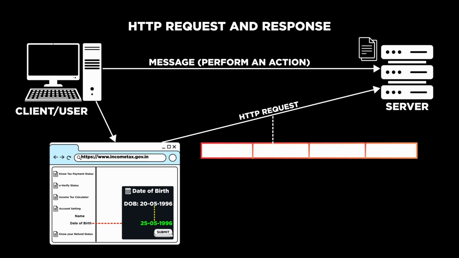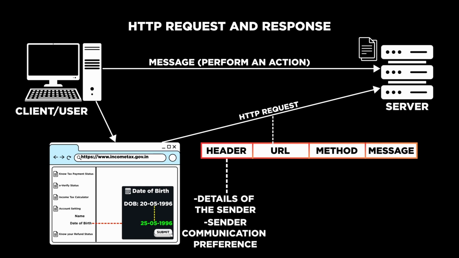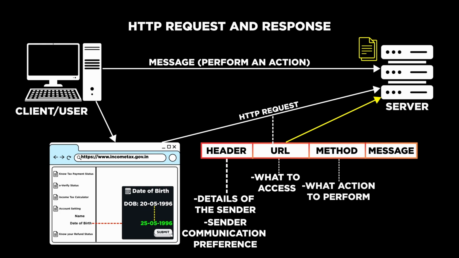This HTTP request includes the header, URL, method, and message body. The header has the details of the sender, sender's communication preferences, and so on. The URL specifies what to access, like wikipedia.com or google.com. In this case, the URL must point to the server that holds the user data. The method tells the server what action to perform, such as post or get.